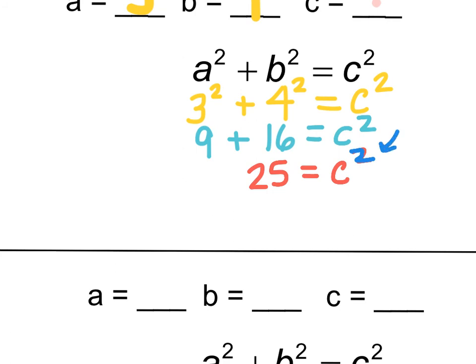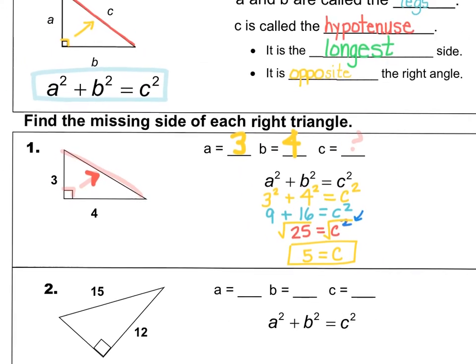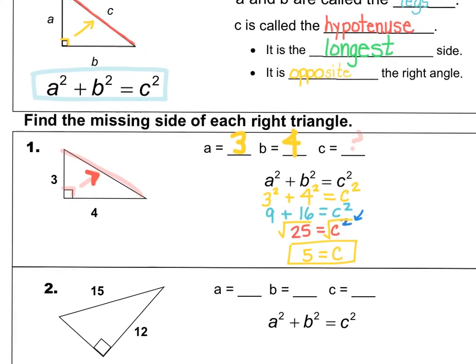How do we get rid of this squared? Remember that we have to do the opposite. The opposite of squaring is taking the square root. So c is equal to 5. Box your answer. Then check for reasonability. Your c is your hypotenuse. It must be the longest side. So looking back, is it the longest side? Yes, it is.